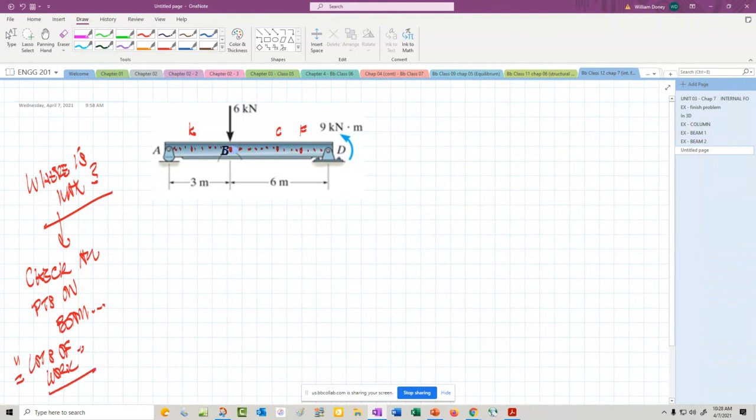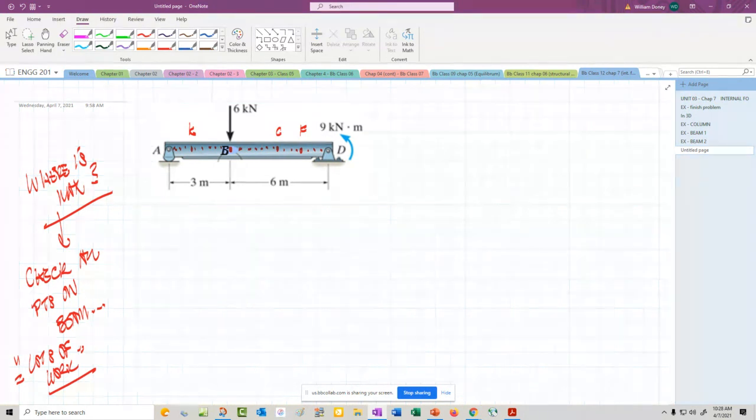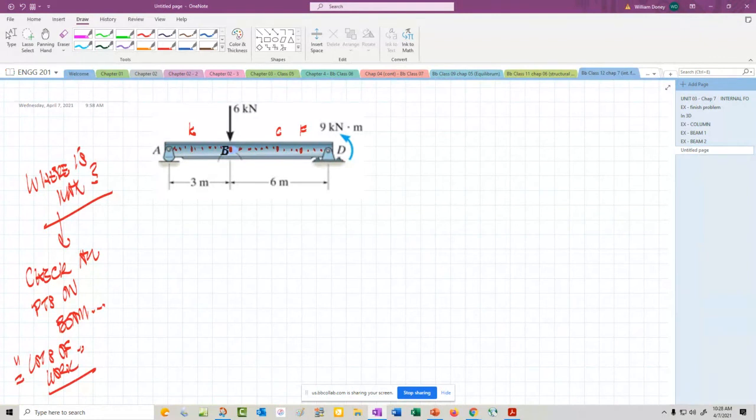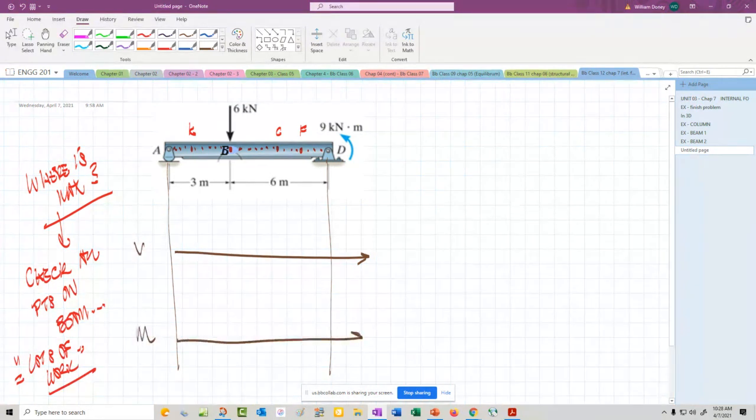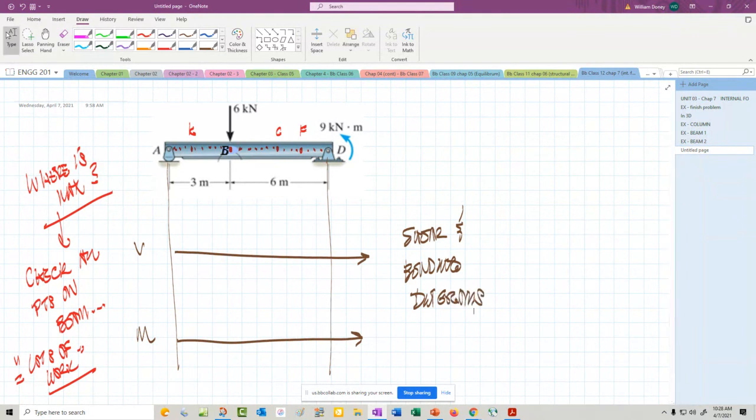But as you can see, that would be a lot of work. If we want to check 50 points, that'd be 50 cuts, 50 solutions. It becomes a little old. However, if we can learn to, and this is what we're going to do in the next lecture, create shear and bending moment diagrams.